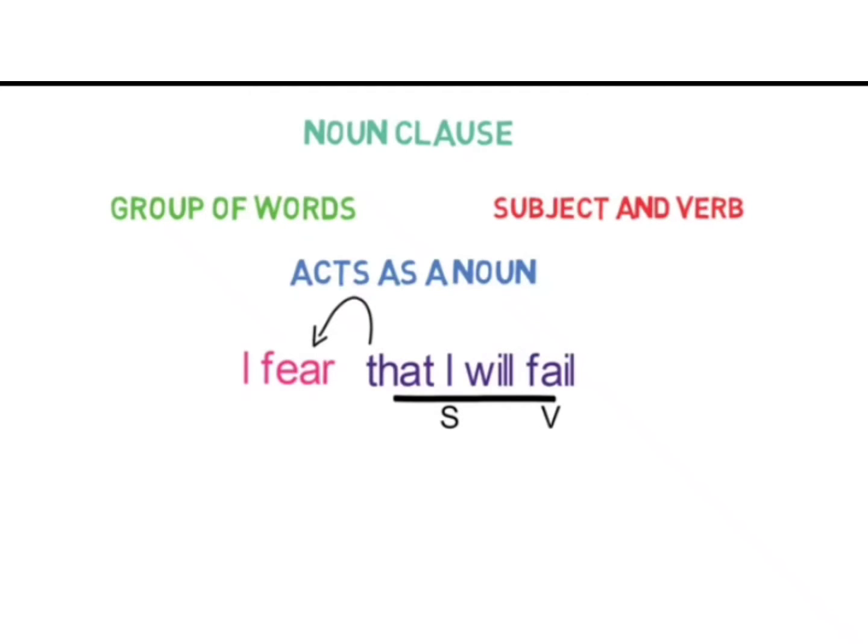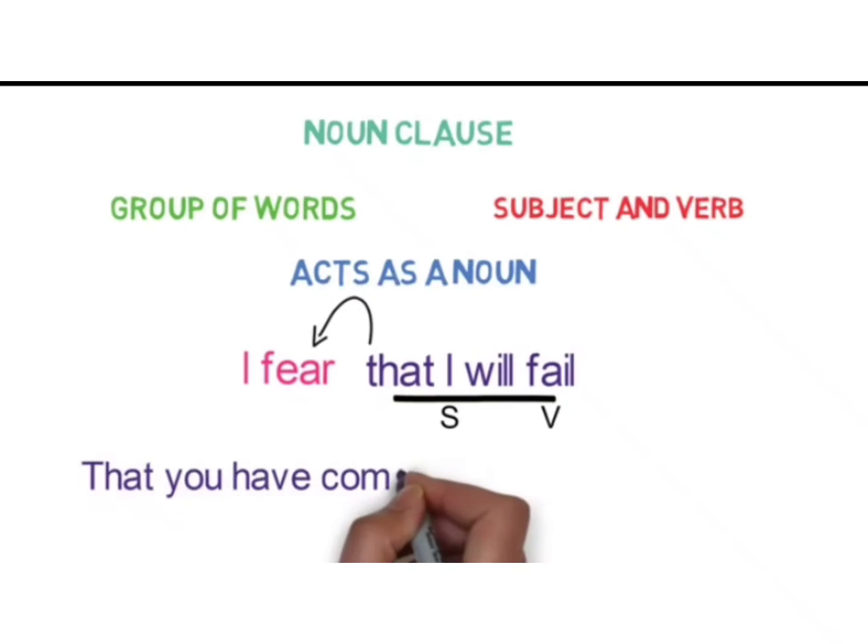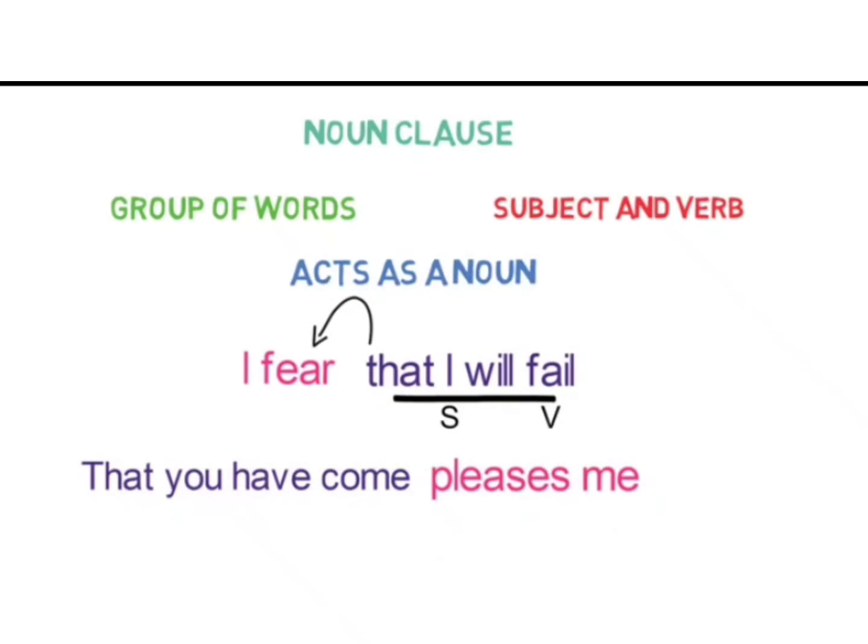Let's have another example. That you have come pleases me. Here, that you have come is a noun clause. It's acting as the subject of the verb. So basically this clause works as a noun.